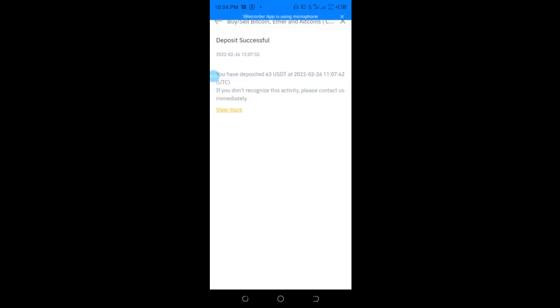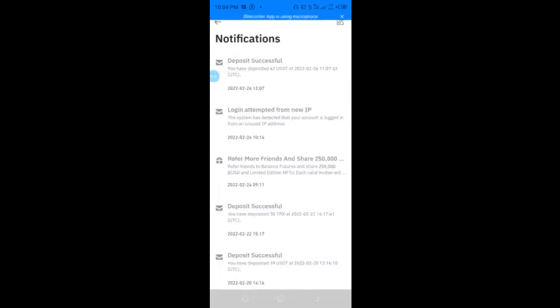USDT deposit successful. You have deposited 63 USDT, you can see. So that is the best, that is how to go about it. IPC withdrawal is instant and you are going to get your money reflecting in your wallet as soon as possible. Don't forget that $3 will be deducted for the withdrawal fee.